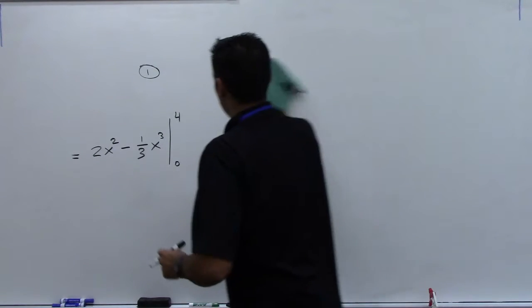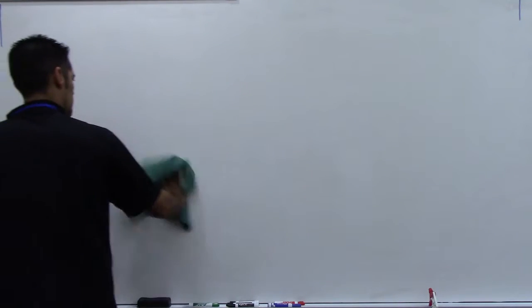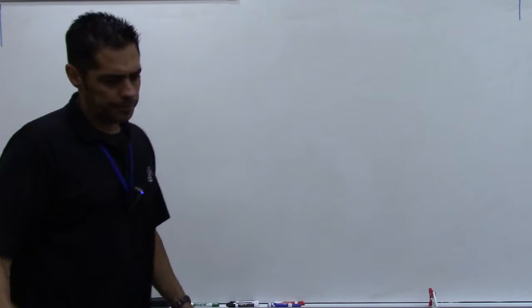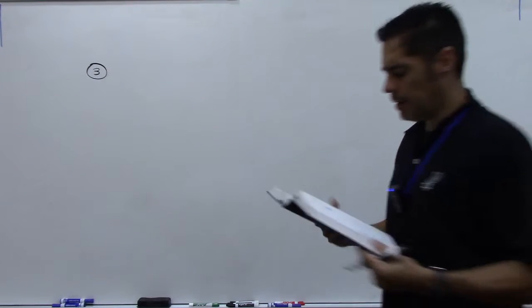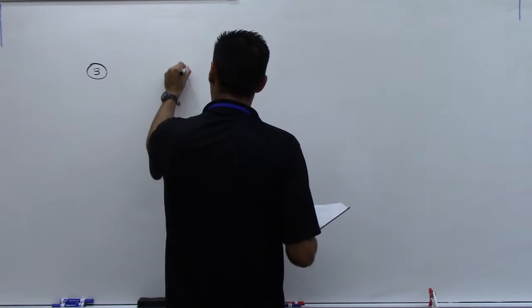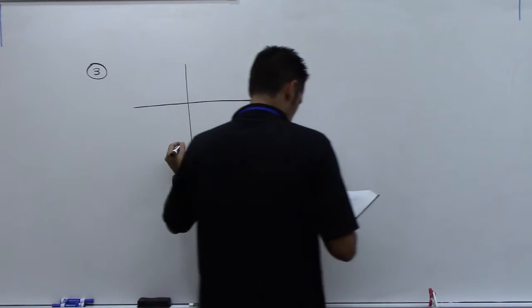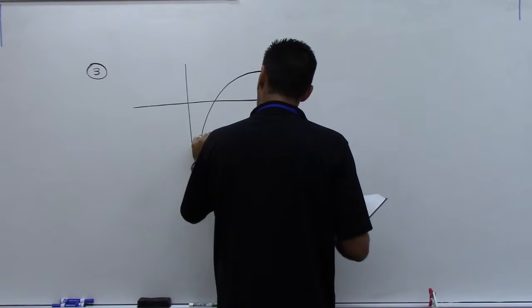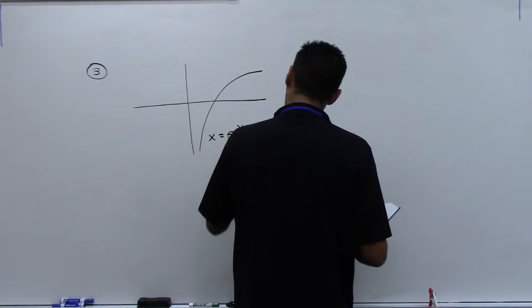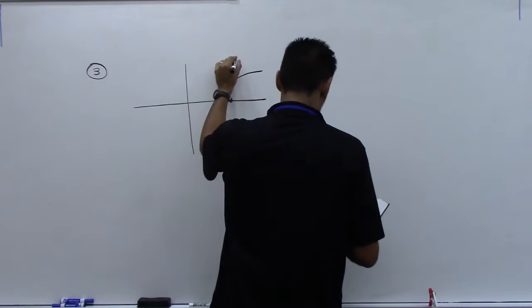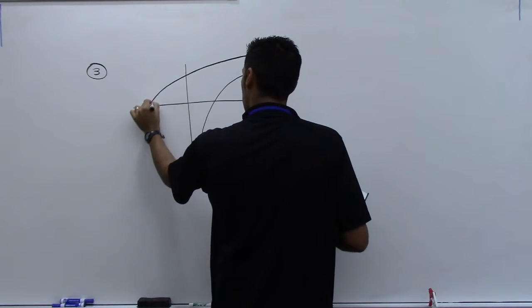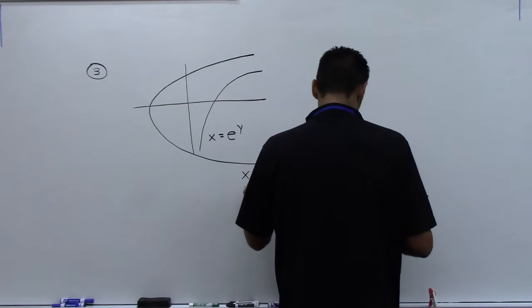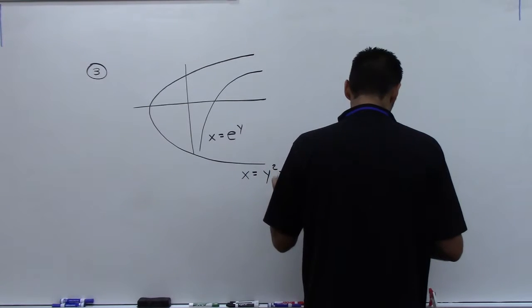Let's look at number 3. So with 3, again, they give you a picture. And they tell you that this curve right here is x equals e to the y. And they give you this parabola looking thing. Opens sideways, goes like that. And they tell you that this is x equals y squared minus 2.